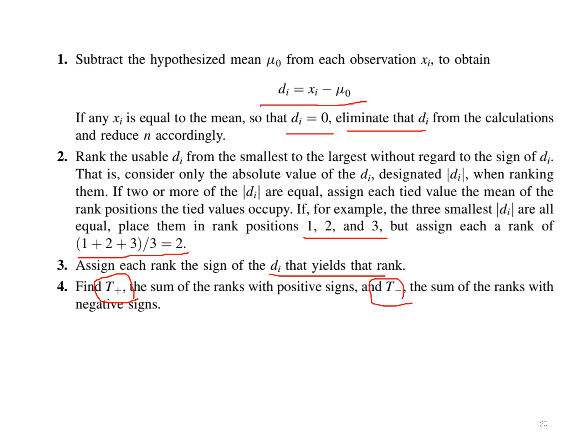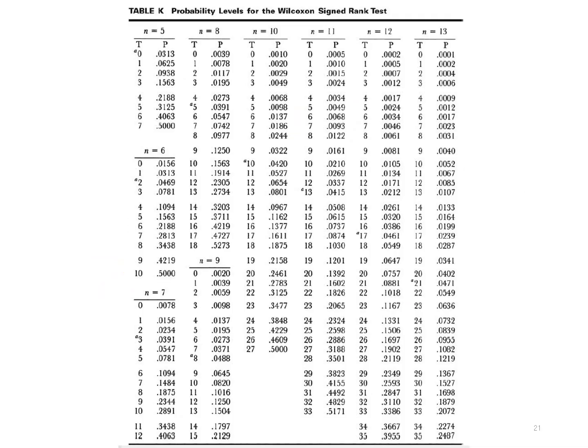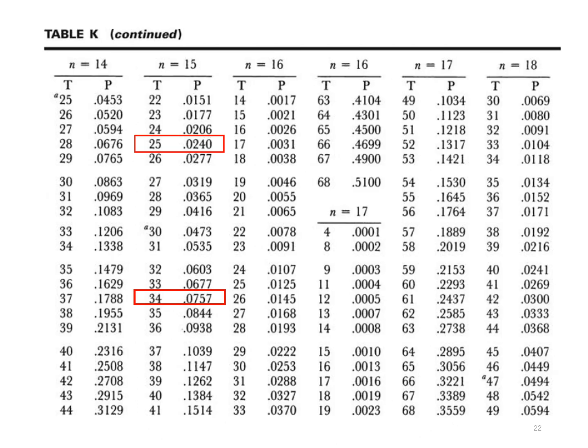Then we go to Table K. Table K is a table specifically designed for the Wilcoxon signed rank test. Here, as you see, n equals 5, the sample size, then 6, 7, 8, 9, 10, 11, 12, 13. How about 14? We go to the next page, where n is 14, 15, 16, 17, 18, and so on. This table has a T value as the first column and a p value as the second.